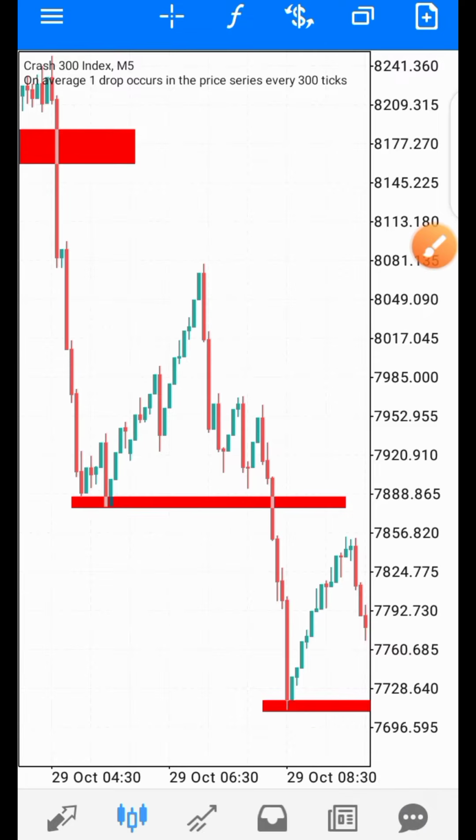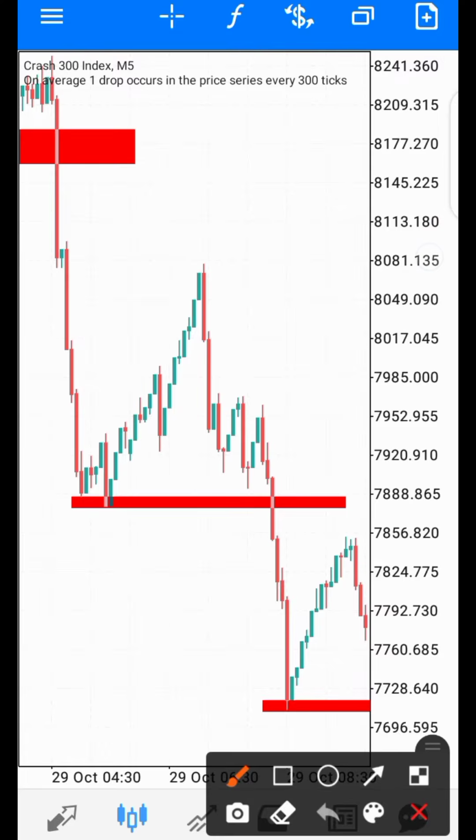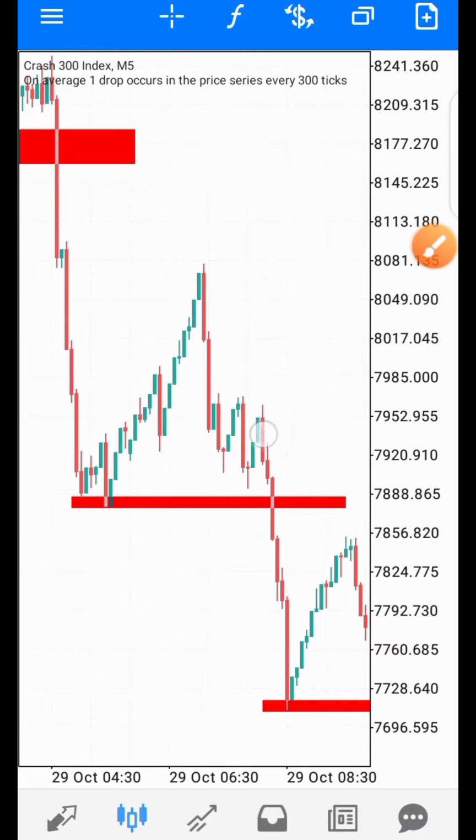You understand? That is where you will be waiting. You'll be waiting for price to come back to where they begin to rest. That is when you will know that, okay, the market is continuing the journey. Then you will follow the market with the journey. You have to follow the direction.